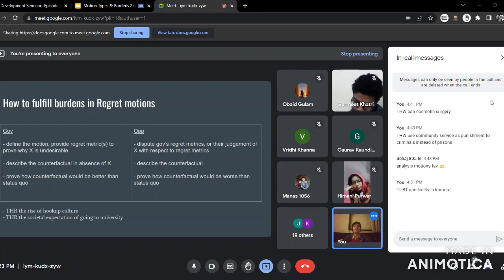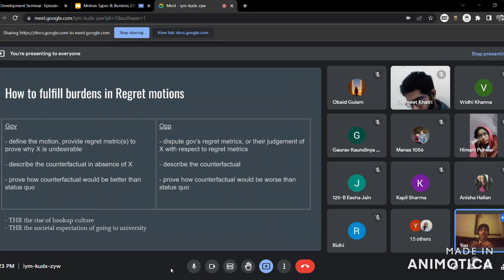So metrics change depending on what the thing is, and that's true here also. But what you bring the metric for also changes in THBT motions. What happens in regret motions is, in any regret motion you're doing only one thing, you're regretting this particular thing. So in all regret motions, you need to bring regret metrics, which means the metrics through which you think that something should be regretted, that if anything fulfills these metrics, this thing should be regretted, and then prove why this particular X fulfills those regret metrics. So you have your regret metrics, you explain why X is undesirable because it fulfills those regret metrics.